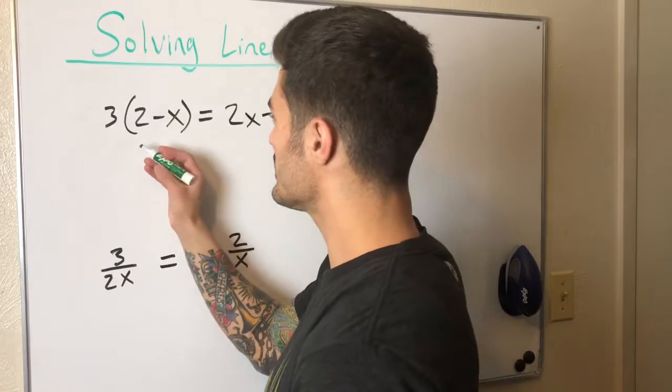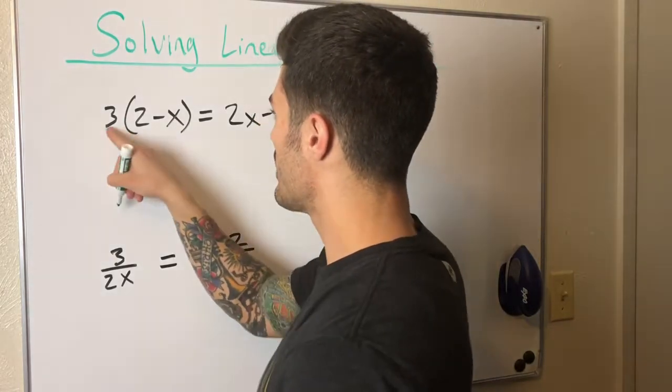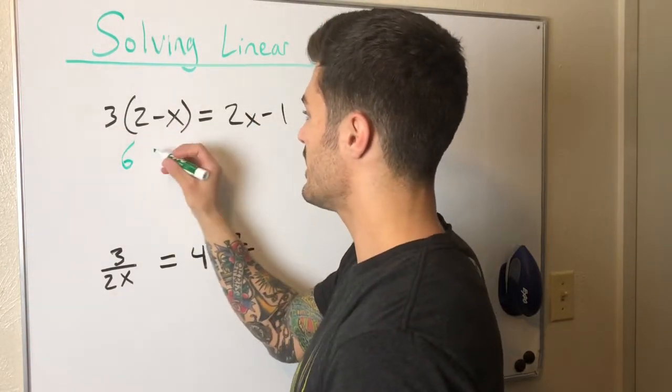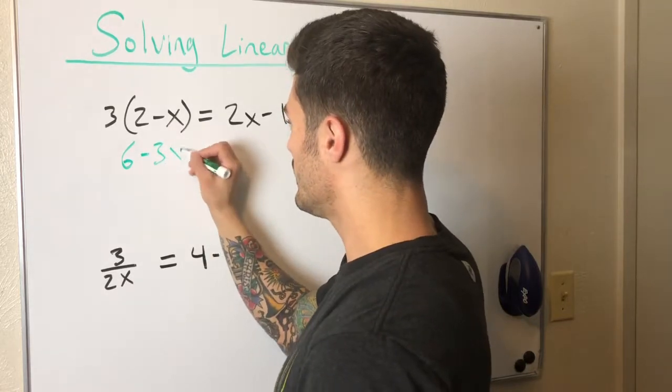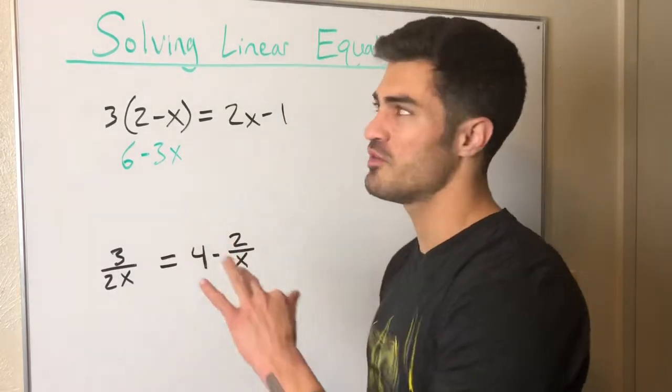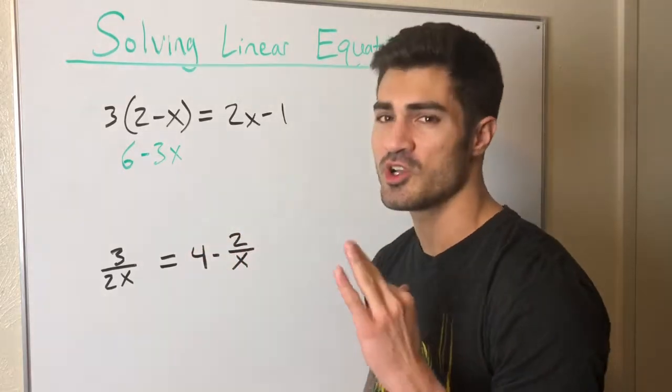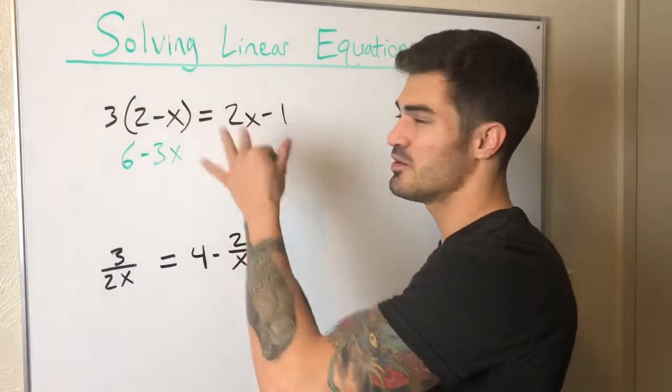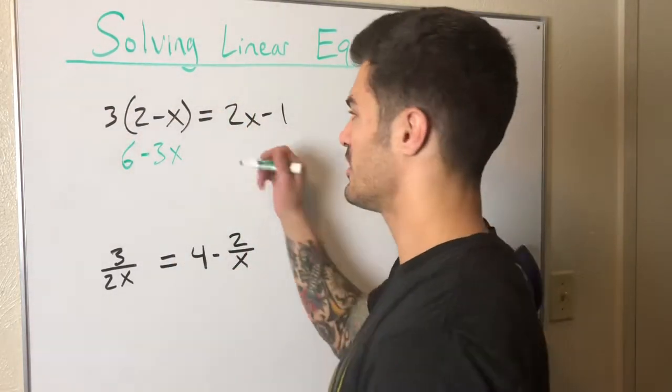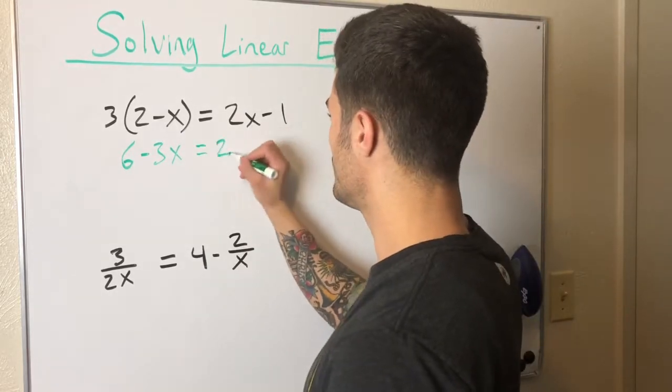3 times 2 is 6. And then 3 times x is 3x, so minus 3x. It's almost always to your advantage when you're solving these linear equations to get rid of parentheses and expand everything out. So this equals what? 2x minus 1.